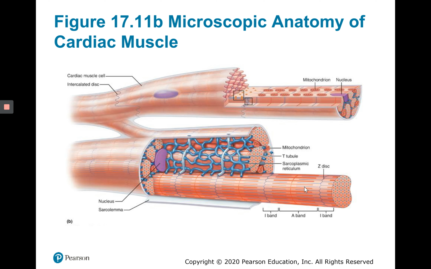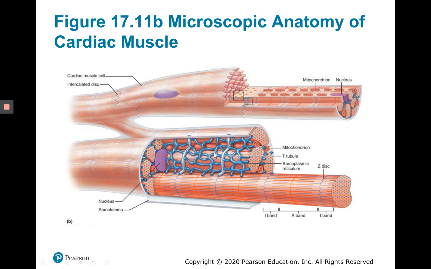And here is figure 17.11b, which shows an overall depiction of what a cardiac muscle cell would look like. We can see here an interconnection between one cardiac muscle cell and another. There's branching seen on both cells. If we do a cross-section of the cells, we can see the numerous mitochondria. We can see the uninucleate nature.